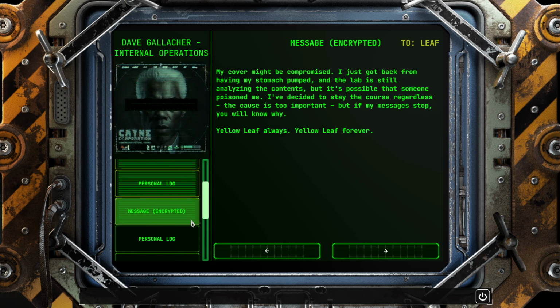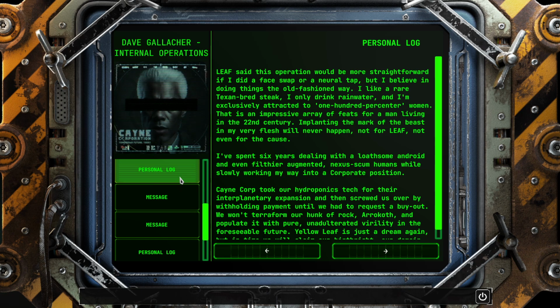And then an encrypted message sent to Leaf. My cover might be compromised. I just got back from having my stomach pumped, and the lab is still analyzing the contents, but it's possible that someone poisoned me. I've decided to stay the course regardless. The cause is too important. But if my messages stop, you'll know why. Yellow Leaf always, Yellow Leaf forever.